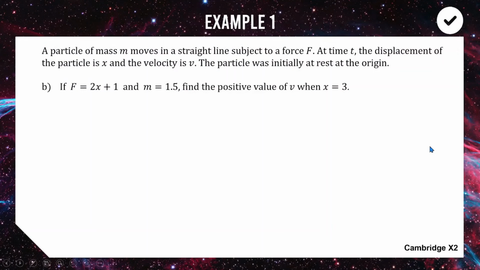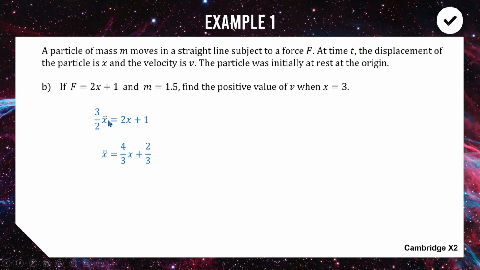This time, force is equal to 2 times x plus 1. So instead of being in terms of t, it's in terms of x, which is a bit more challenging. Mass is 1.5. Find a relationship between velocity and displacement. Okay, so for this one, we're going to once again write our force as mass times acceleration, so 1.5 times acceleration. And then we're going to write our acceleration, using our knowledge from the previous video, as the derivative with respect to x of v squared on 2.